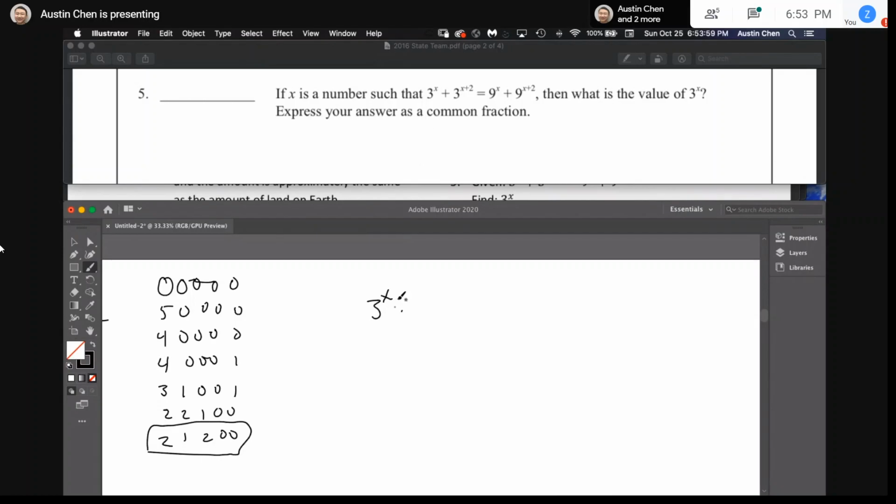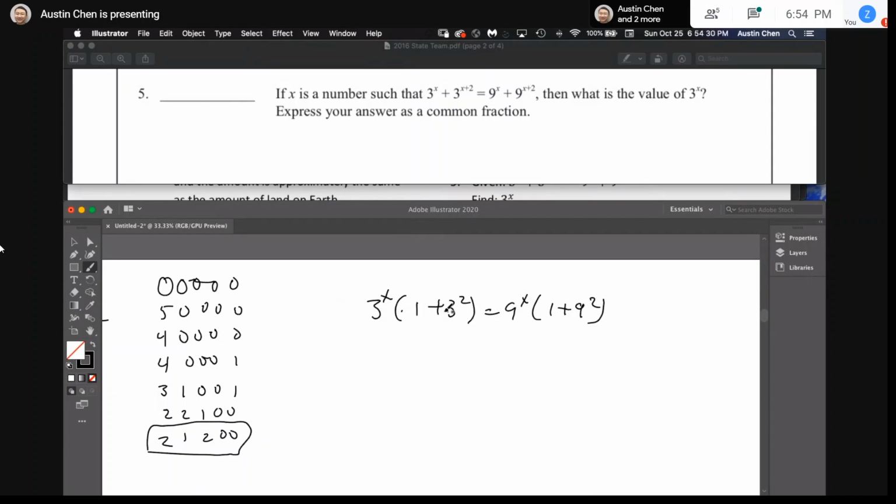Because if you factor out 3 to the x from this, then you have 1 plus 3 squared, right? And that's really good because we had two terms of x here, but now we're just getting it to one term and we have a constant term. So we should factor it like that. If you factor out a 3 to the x, we'll get 1 plus 3 squared. And if we do the same thing with the other side, we'll get 1 plus 9 squared.